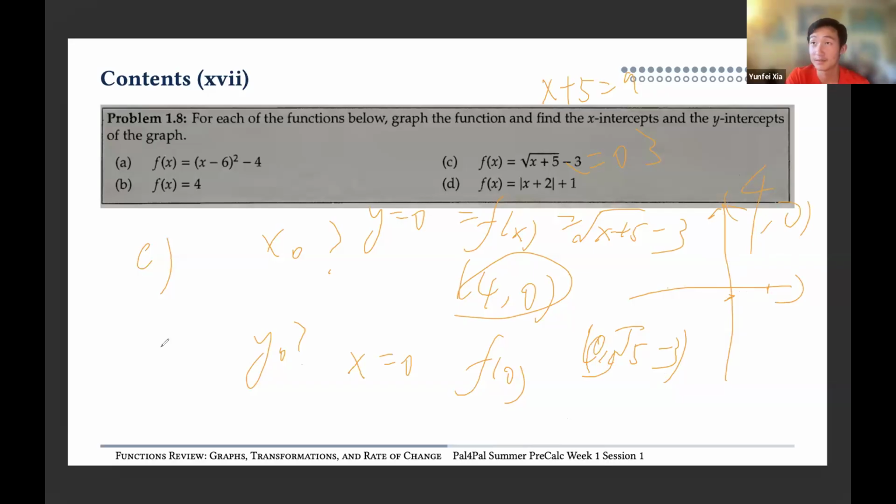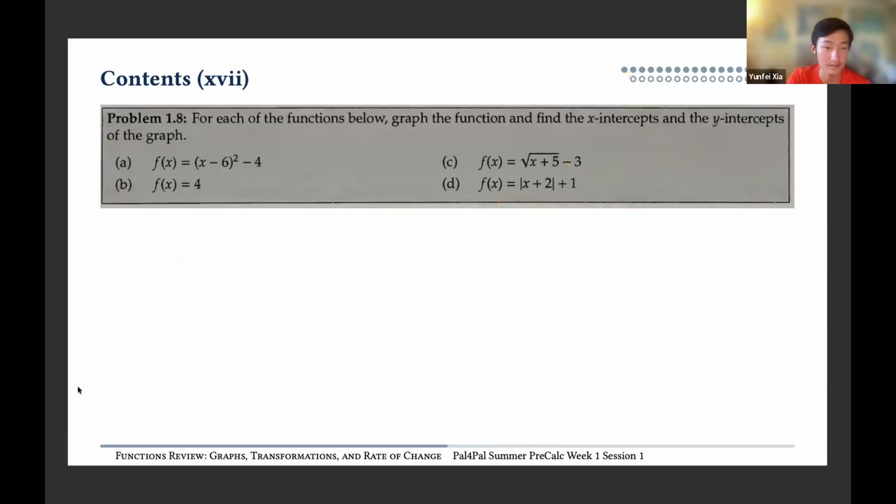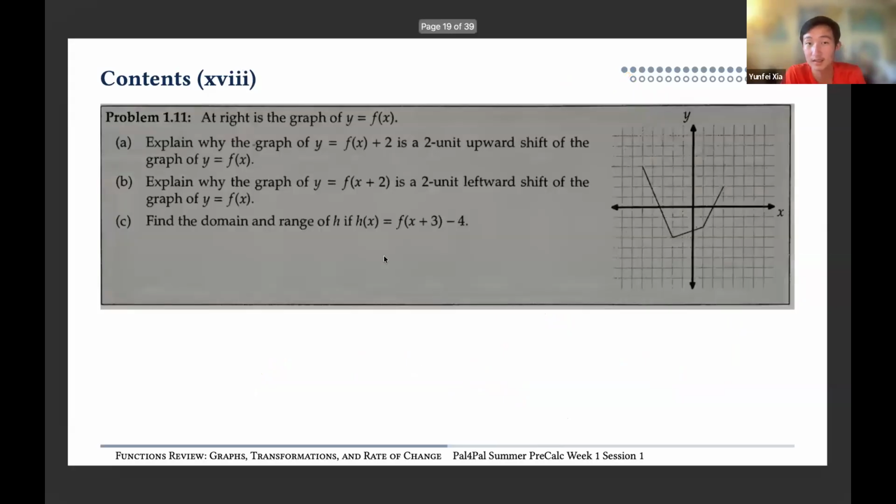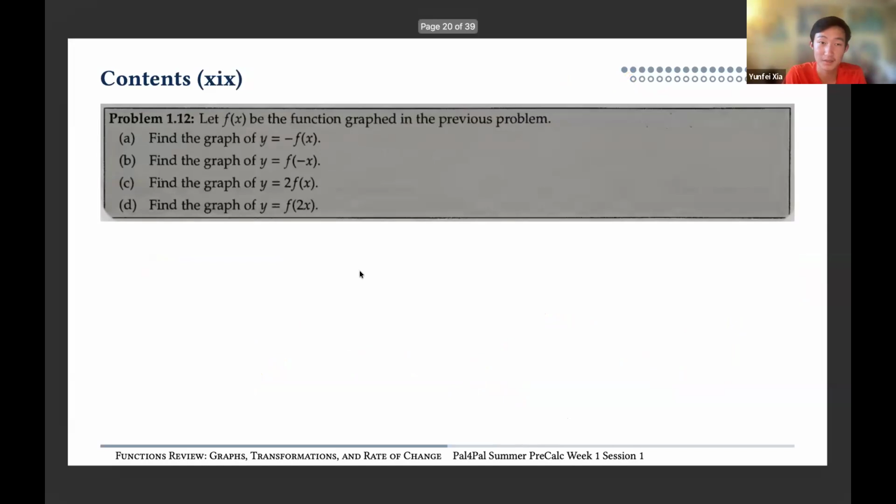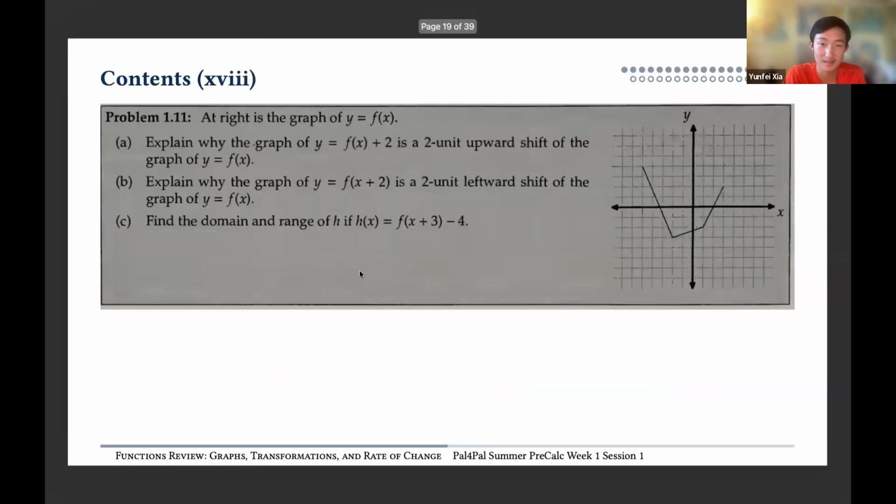Okay, good. So let's move on now. Also, feel free to ask if you have any questions. Okay, let's run through these two quickly. This one is about transformation, shifting up, shifting left. After you guys get this one and the next one, we can move on to the next section.